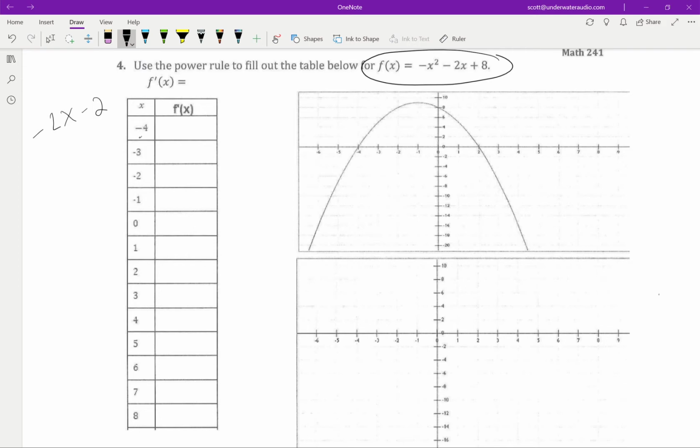Let's see. So negative 4 times negative 2 is positive 8, minus 2 is 6. So negative 3 times negative 2 is 6, minus 2 is 4. Okay, so I kind of got the pattern here. And I'll just check with negative 1. So negative 1 times negative 2 is 2, 2 minus 2 is 0.